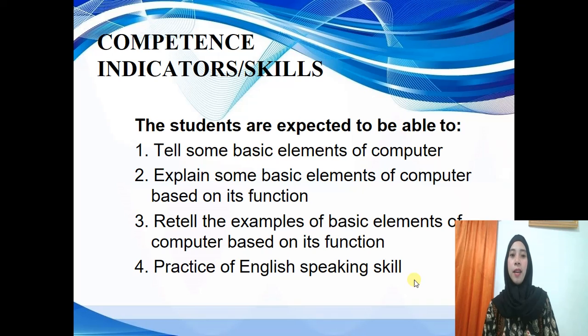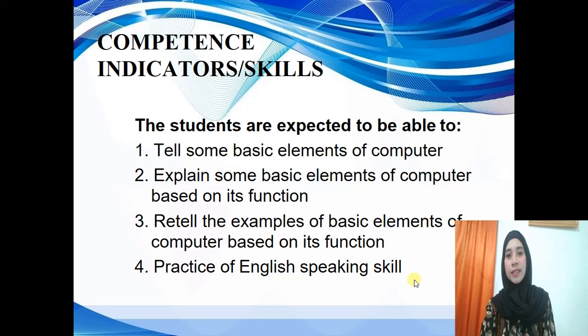Well, everybody, at the end of learning, there are 4 goals of learning. The students are expected to be able to, number 1, tell some basic elements of computer. Number 2, explain some basic elements of computer based on its function. Number 3, retell the examples of basic elements of computer based on its function. And the last, practice English speaking skill. So overall, before I start to explain the material, I would like to tell the goals of learning as competence indicators or skills.